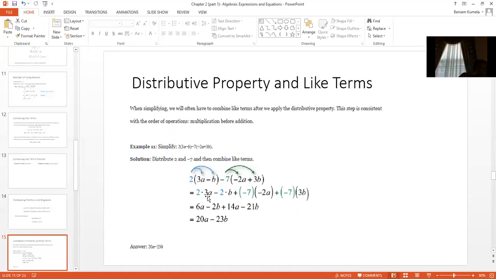2 times 3a is 6a, 2 times negative b is -2 times b, same thing. And then we have -7 times -2a, then -7 times 3b. Simplify like terms, you add the like terms together, and you get 28 minus 23b.